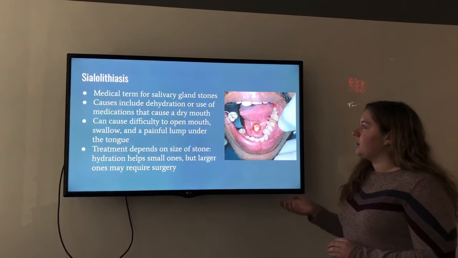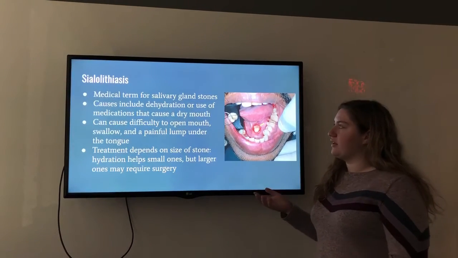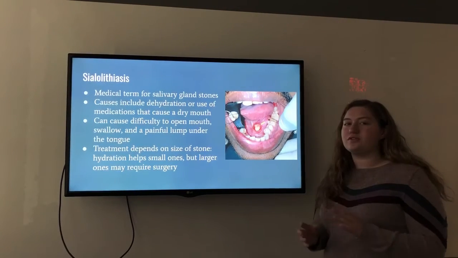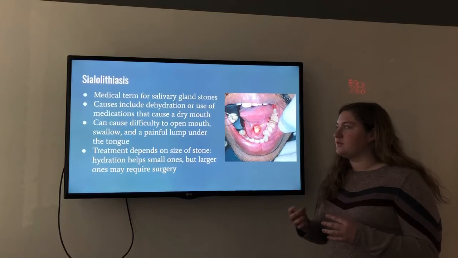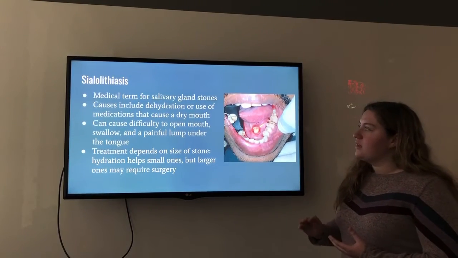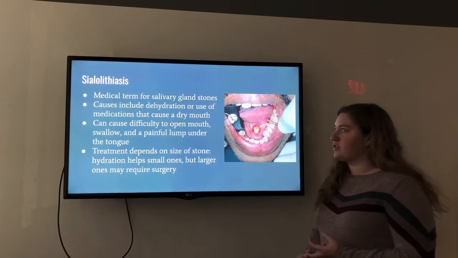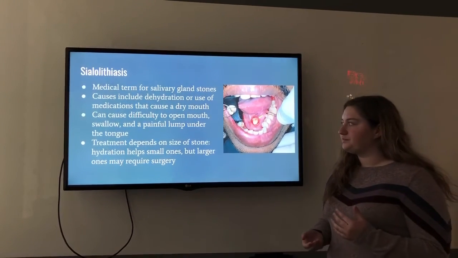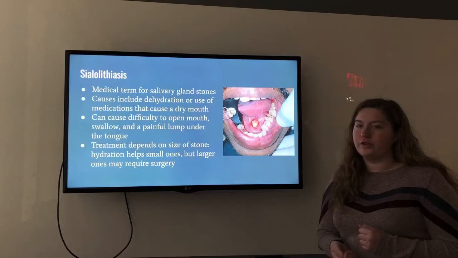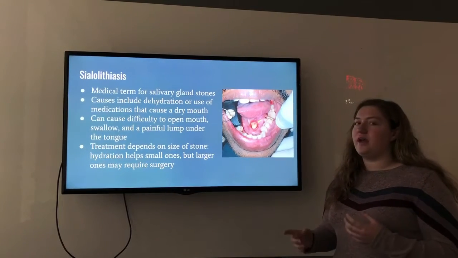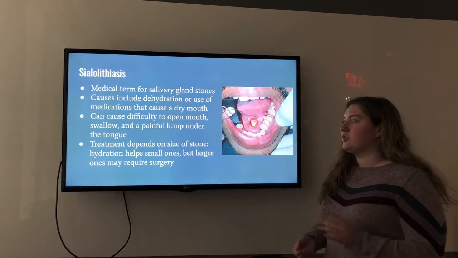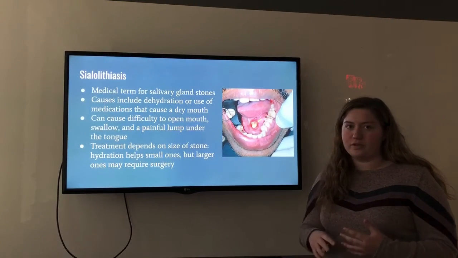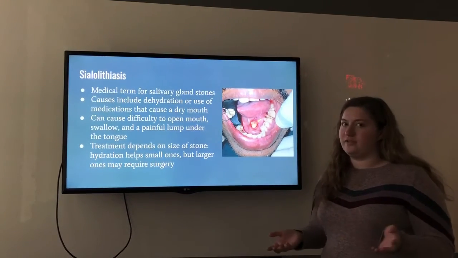One common disease that happens within your salivary glands is sialolithiasis. It's the medical term for salivary gland stones. The causes usually include dehydration or use of medications that cause dry mouth. It can make it really difficult to open your mouth and swallow, and cause a painful lump under your tongue. Treatments depend on the size of the stone. Sometimes hydration will help remove some, and sometimes they're so big that you have to have surgery.